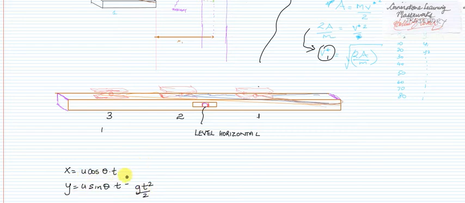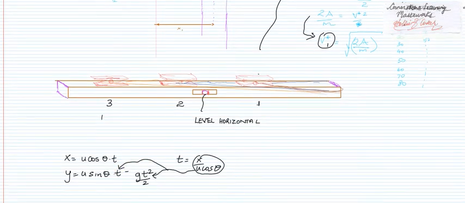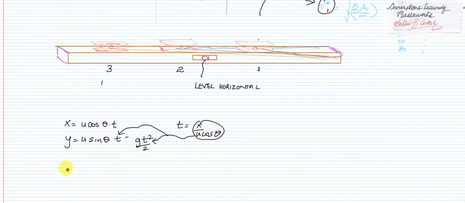So if I want to find out how y varies with x, I want to eliminate t. So I'll get that t is equal to x all over u cos theta. I'll take that and substitute in this equation, and I'll get a relationship between y, x, and theta. Now use the discharge velocity. This u is the same as the v star I will calculate here.